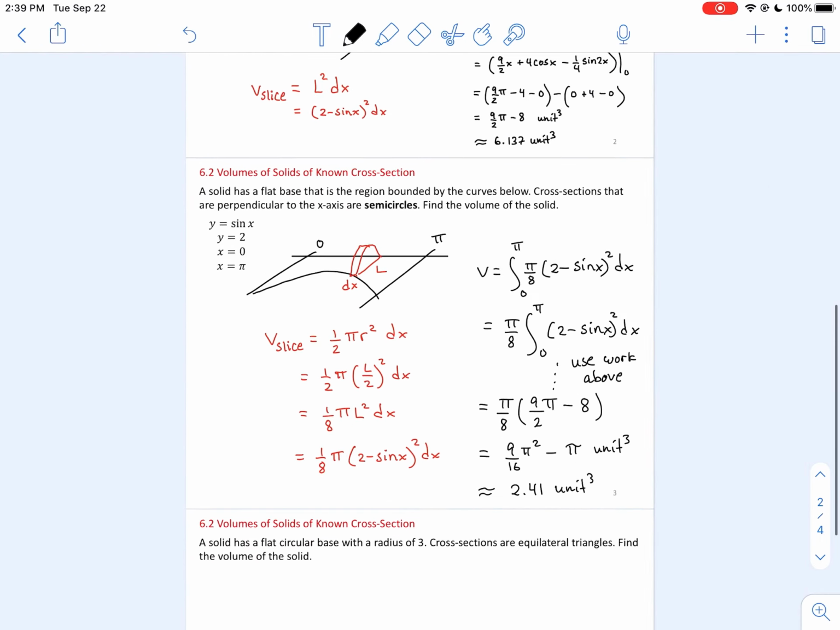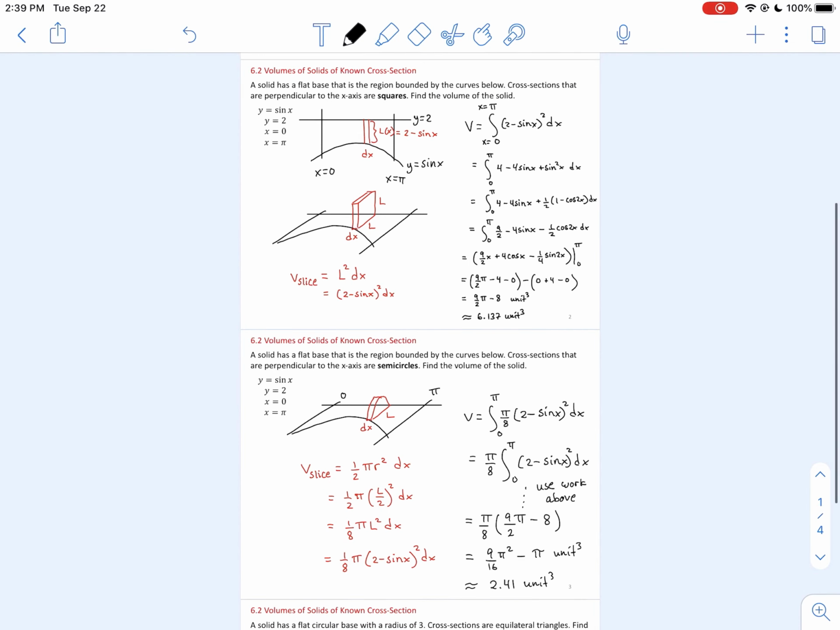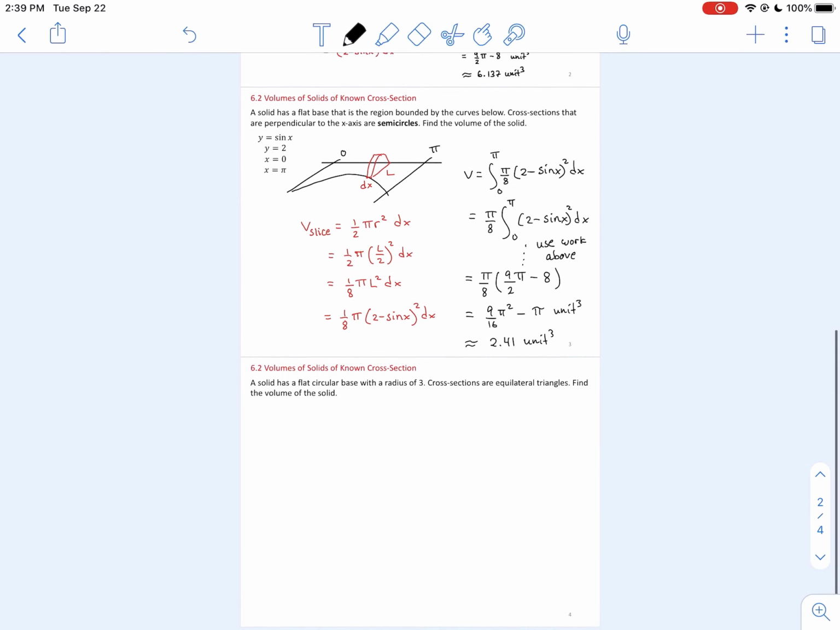Now, if you had an intuition about which of the two volumes of these two problems here would be more, I hope that your intuition would have led to the second problem having a smaller volume. Okay, just one more problem to do.